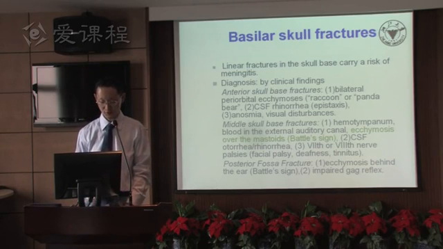CSF otorrhea usually occurs through a fracture in the petrous bone with perforation of the tympanic membrane. If the tympanic membrane remains intact, CSF that has gained access to the middle ear can flow through the eustachian tube and present as rhinorrhea.